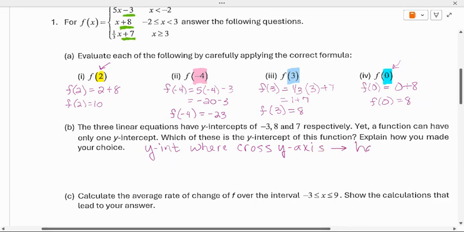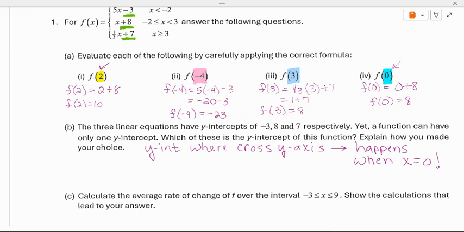And remember, this happens when x equals 0. So now we're going to look at the domain. Which domain allows for an input of 0?